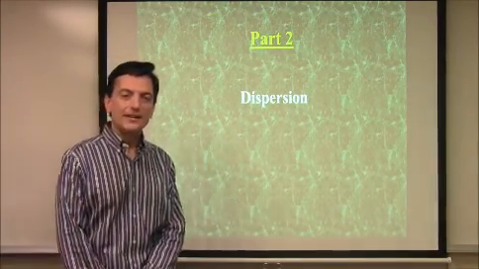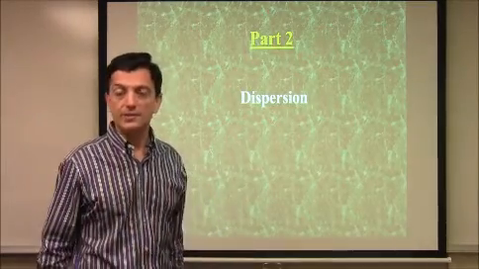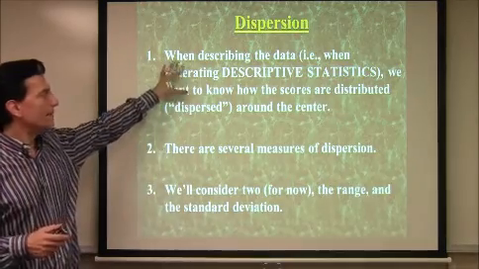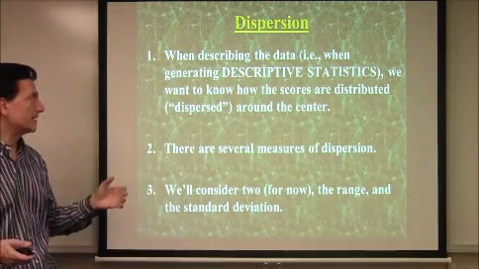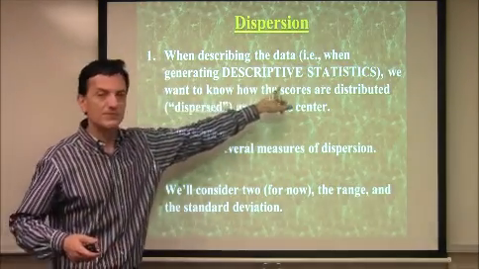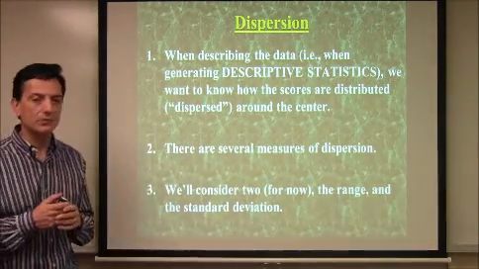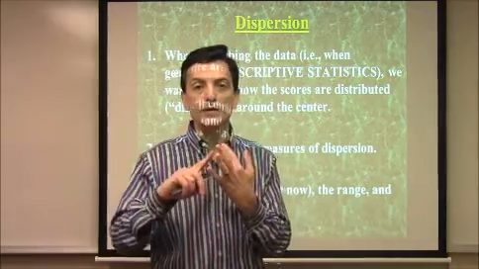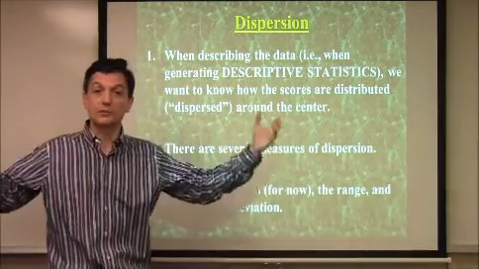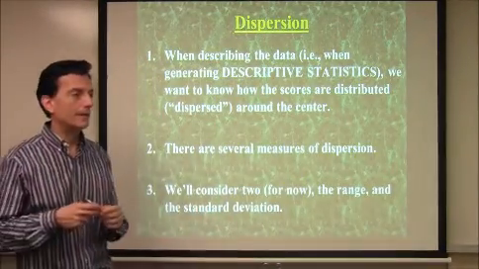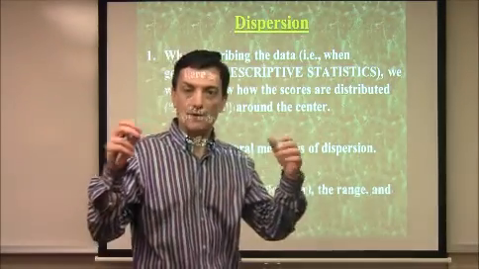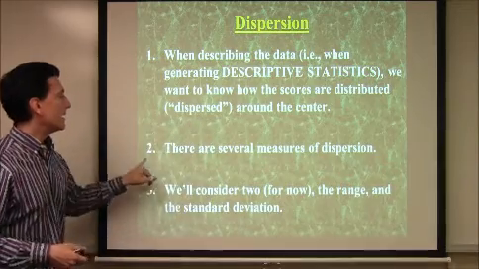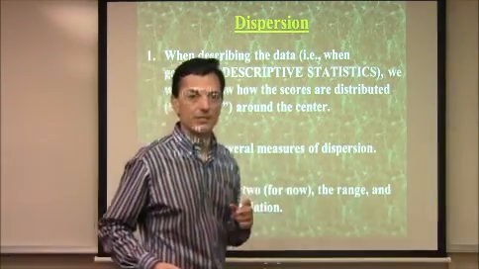Welcome back. We'll be talking now about the other component to descriptive statistics, and that is dispersion. When we're describing a data set, and we're generating descriptive statistics, we want to know how the scores are not only tending centrally, that is, not only what the mode, median, and mean might be, we want to know how the scores are spread out. So we're talking about the dispersion of the scores, or how they are spread or dispersed around some measure of central tendency. And there are several different measures of dispersion that we can describe.